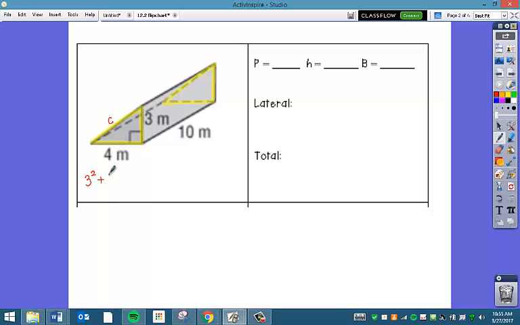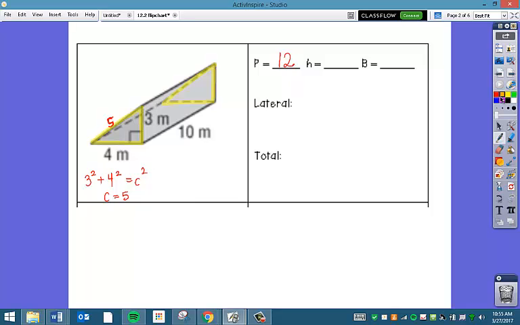3 squared plus 4 squared equals my hypotenuse, C squared. And this is a Pythagorean triple. You don't even really have to do Pythag, you might just recognize it. The hypotenuse has to be 5. Hypotenuse is 5. So your perimeter is 3 plus 4, which is 7, plus 5 is 12. So the perimeter of your base is 12.